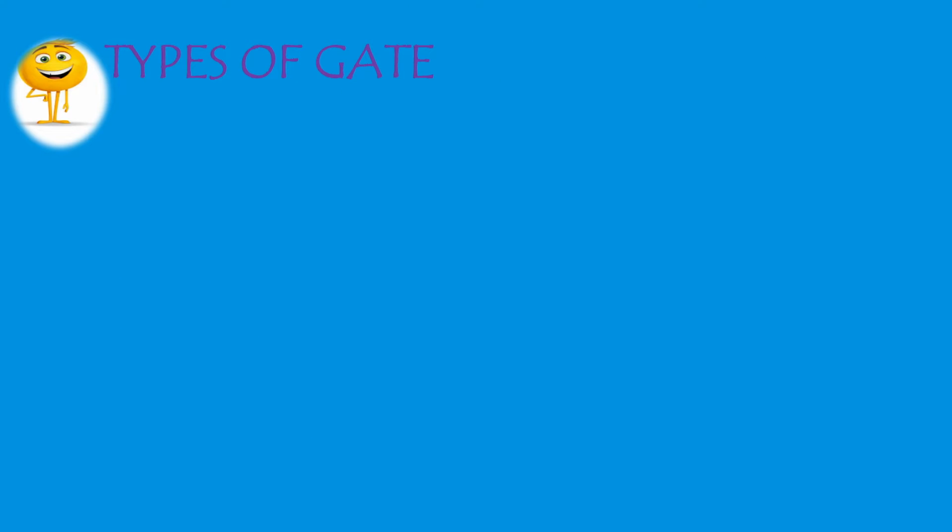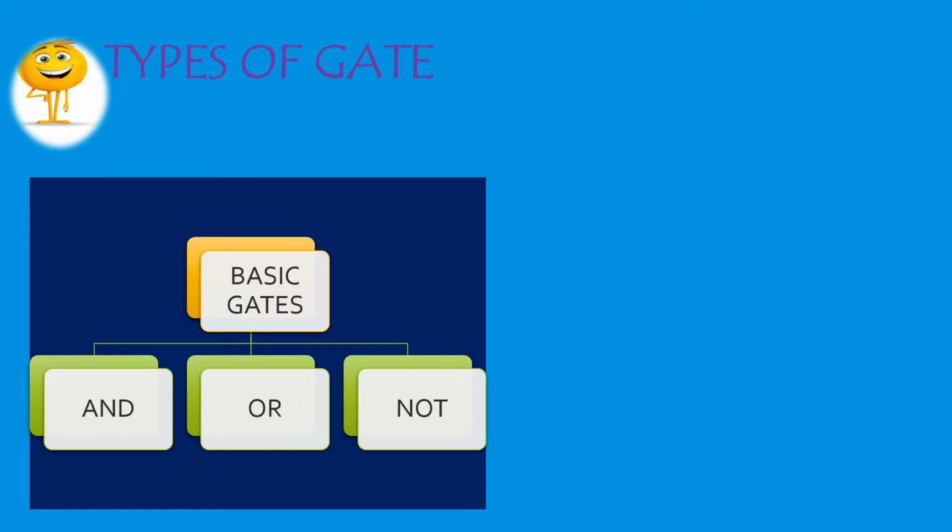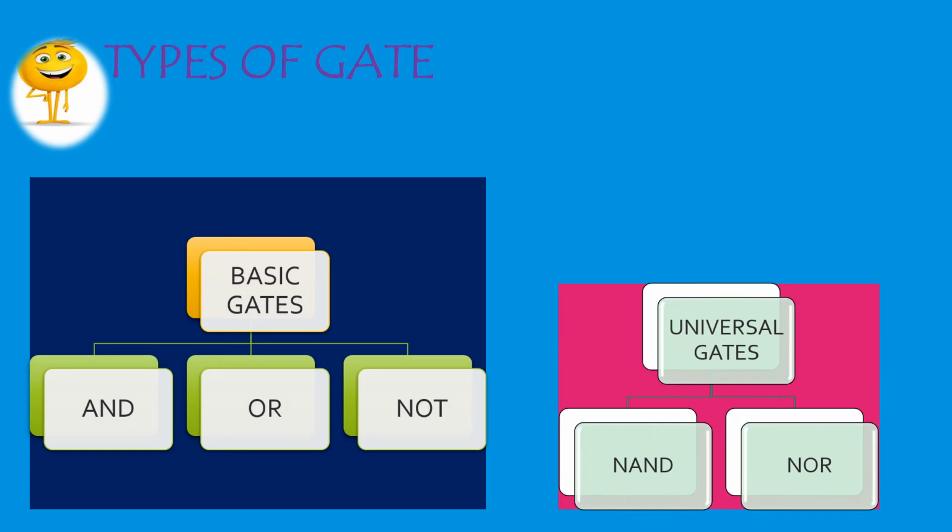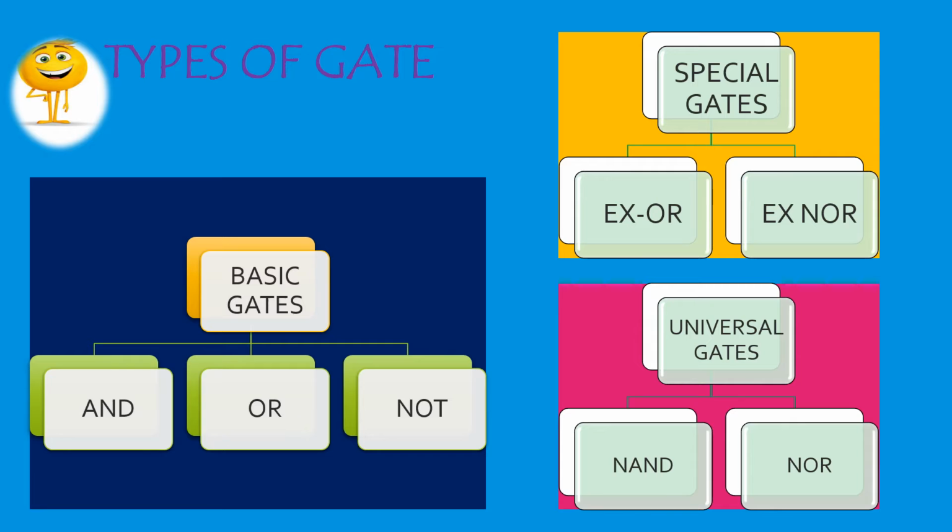Types of gates available. As you know, the basic gates are AND, OR and NOT. Also you have something called universal gates, NAND and NOR. Why are they named universal? Using either NAND or NOR, you can build your AND, OR or NOT gates. So this is the reason why they are called universal. And also you have two more gates which are named special gates or derived gates. So we will see each of the gates in detail.